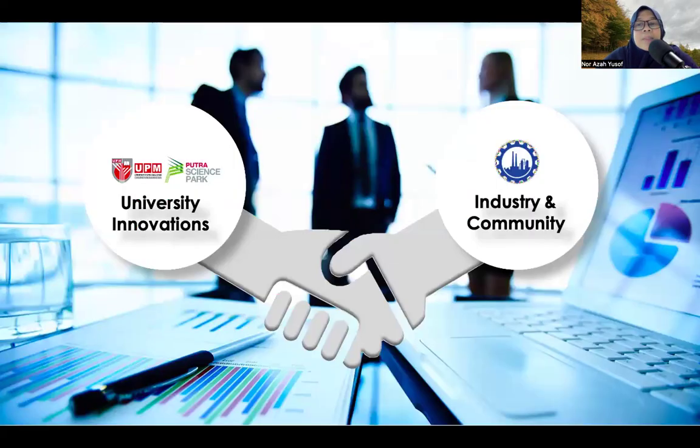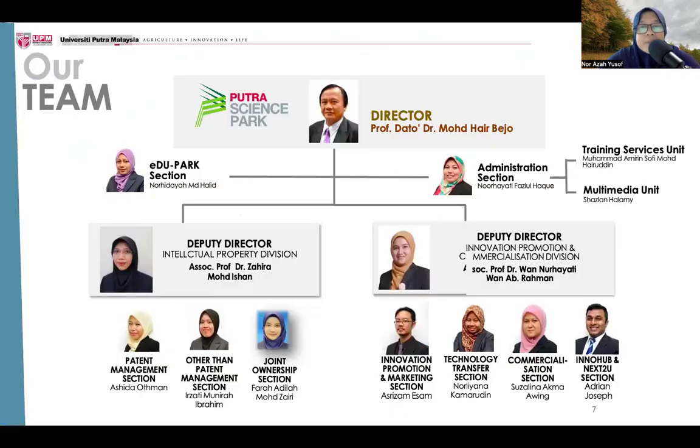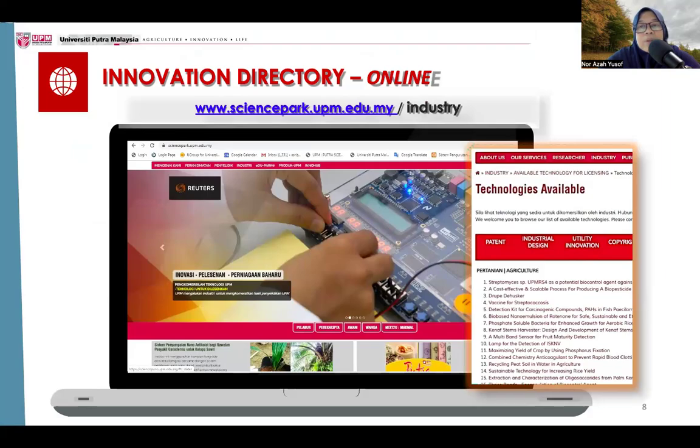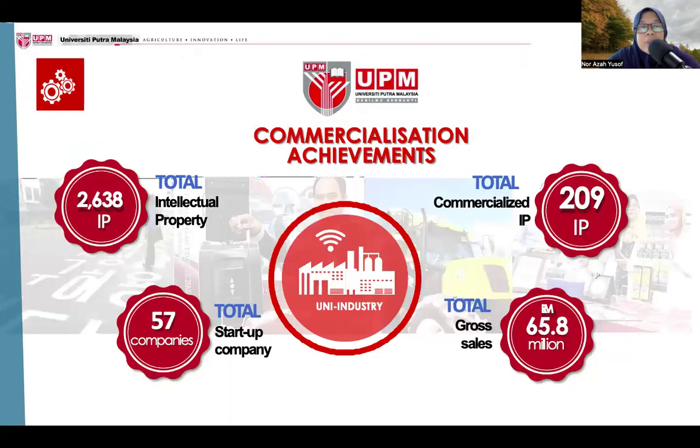All right. Putra Science Park also handles all the negotiations between the university, whatever innovation that is interested to be shared with industry and community. So this is done through Putra Science Park. Okay, so you can browse the website as well as see what are the active patents from the website as well.